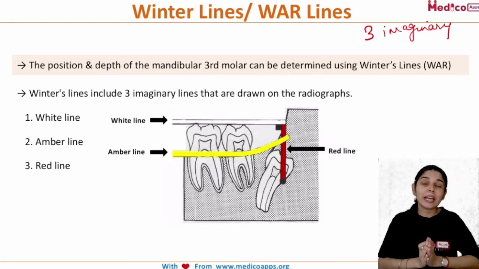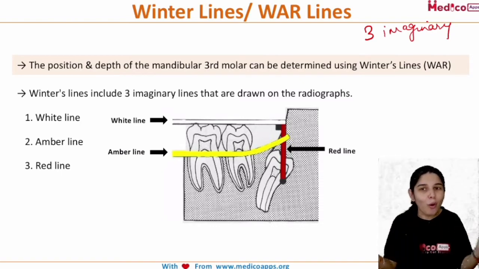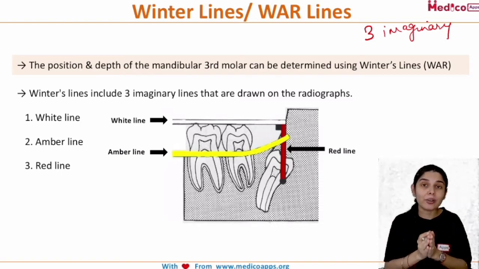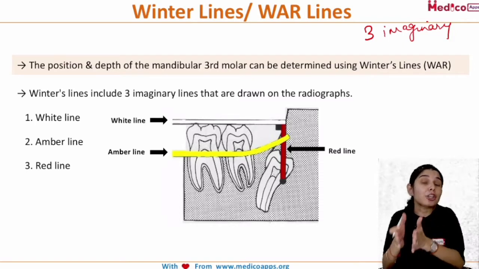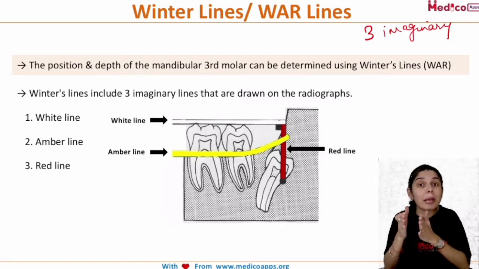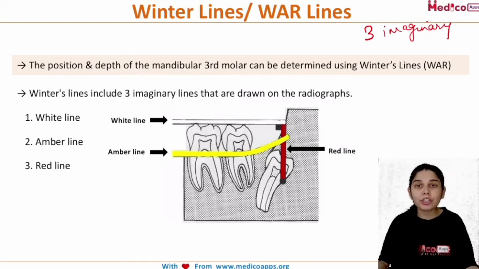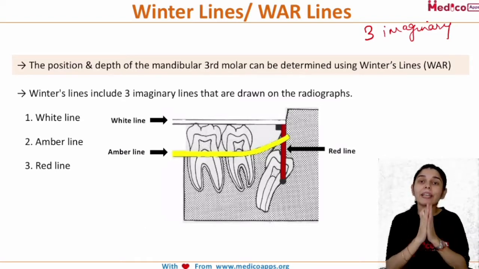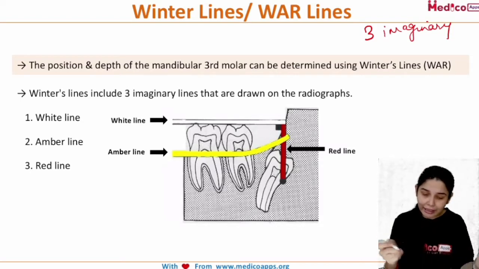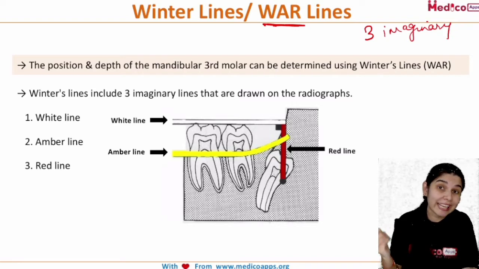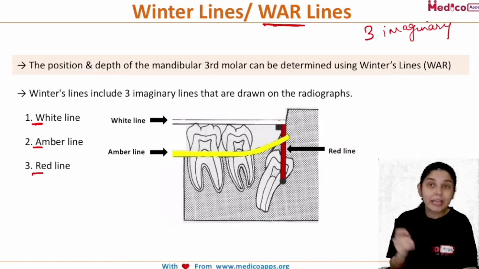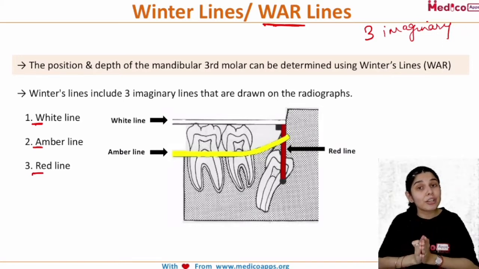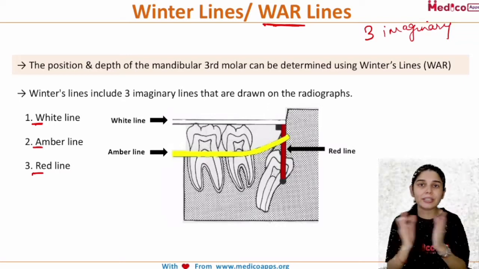Now, where is this imaginary line drawn? Not in space, they are all drawn on the radiograph. What is the significance? They are helpful during the disimpaction of the impacted third molar. And what are those three imaginary lines? A simple mnemonic has been given, and that mnemonic is WAR. The WAR lines stand for the white line, the amber line, and the red line. These are the three imaginary lines we have to discuss.